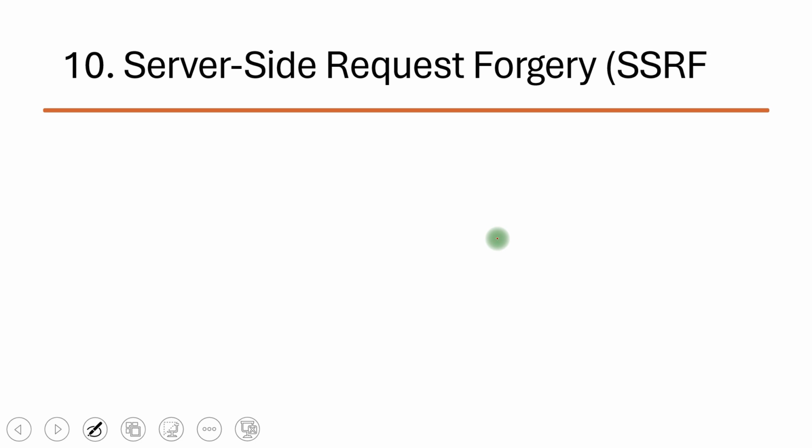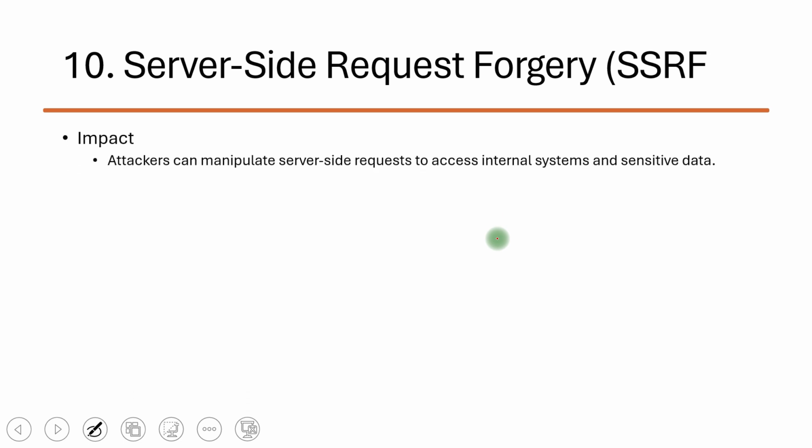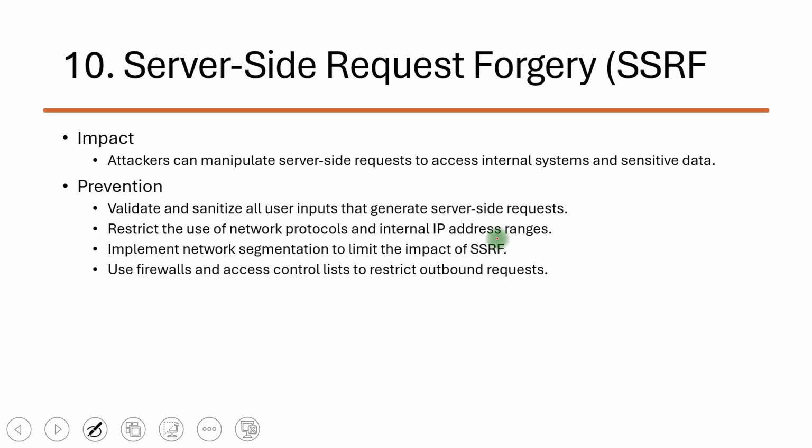Coming to the last one, server-side request forgery, also called SSRF. Impact can be that attackers can manipulate server-side requests to access internal systems and sensitive data. How do we prevent it? Validate and sanitize all user inputs that generate server-side requests. Restrict the use of network protocols and internal IP address ranges. Implement network segmentation to limit the impact of SSRF. Use firewalls and access control lists to restrict outbound requests.